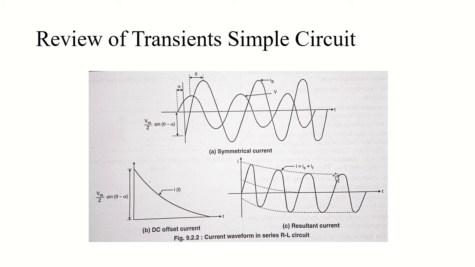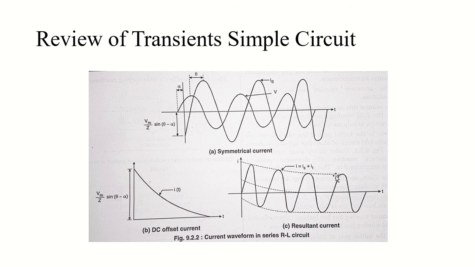And if the switch is closed when alpha minus theta equals 90 degrees, or rather we can say plus or minus pi by 2, then the DC component will be maximum, and the first peak of the resultant current I will become twice the peak value of the final steady state current, which is known as doubling effect, by the way, which is very dangerous. So that was the basic review of transient for a simple RL circuit.